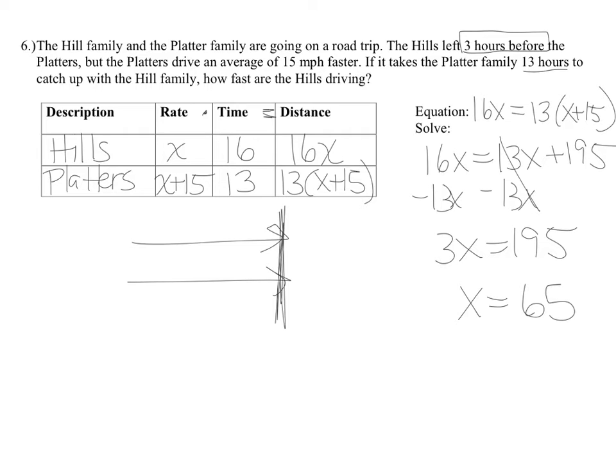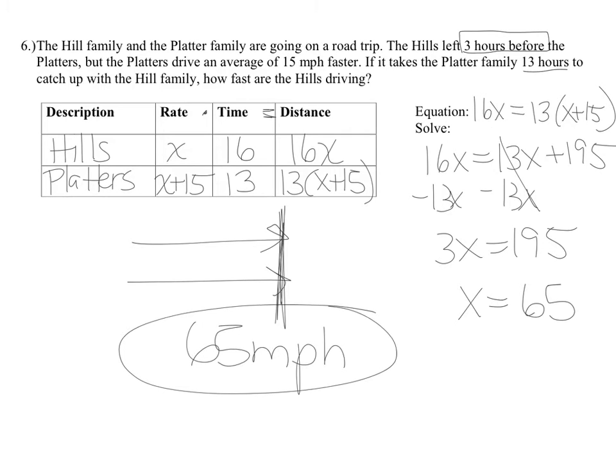Now what the heck does that represent? Well, let's go back up and look at our chart. The x is right here. That's how fast the Hills are going. But let's go back and make sure we're answering the question. So here it says, how fast are the Hills driving? Well, that's easy. The Hills were x. We solved for x. The Hills are driving 65 miles per hour. That's the answer to the question.